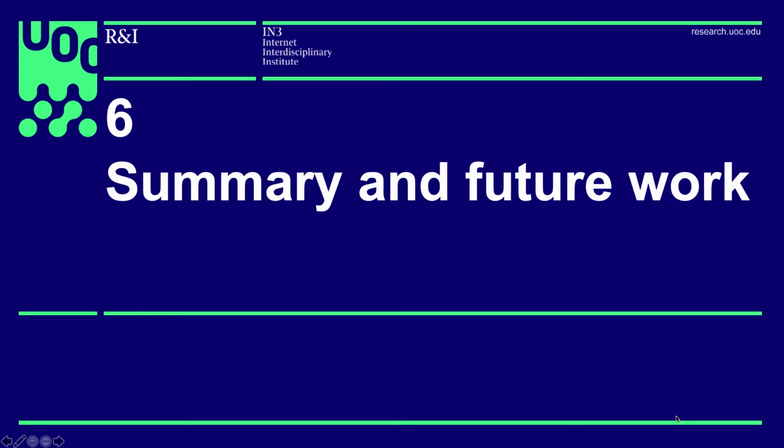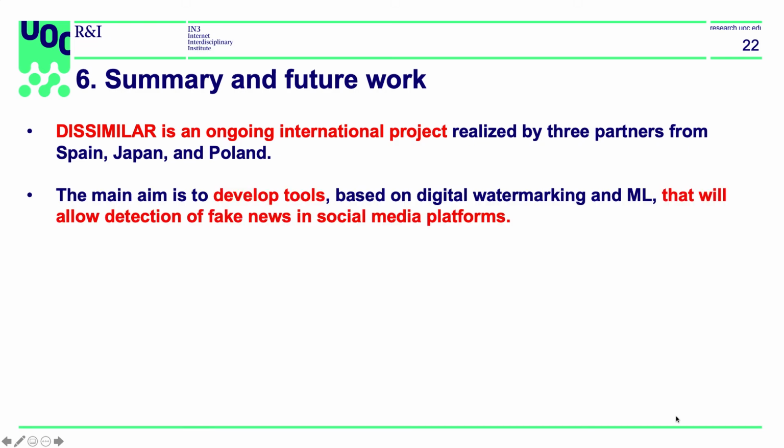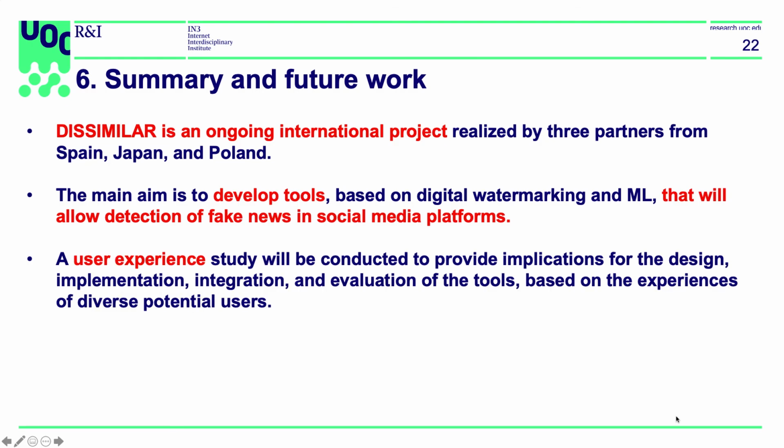Now let me conclude with a summary and the future work for this project. DISSIMILAR is an ongoing international project carried out by 3 partners from Poland, Japan, and Spain. The main aim is to develop tools based on digital watermarking and machine learning that will allow the detection of fake news on social media platforms. And also a user experience study will be conducted to provide implications for the design, implementation, integration, and evaluation of the tools based on the experiences of diverse potential users.